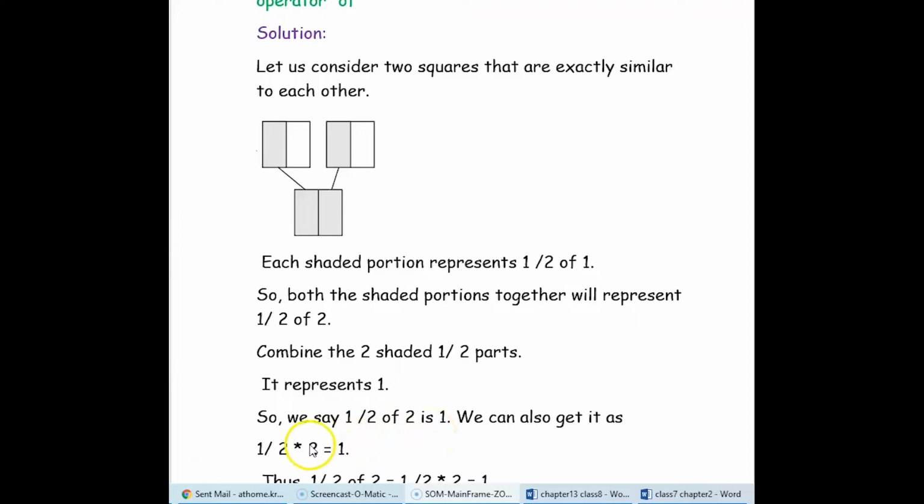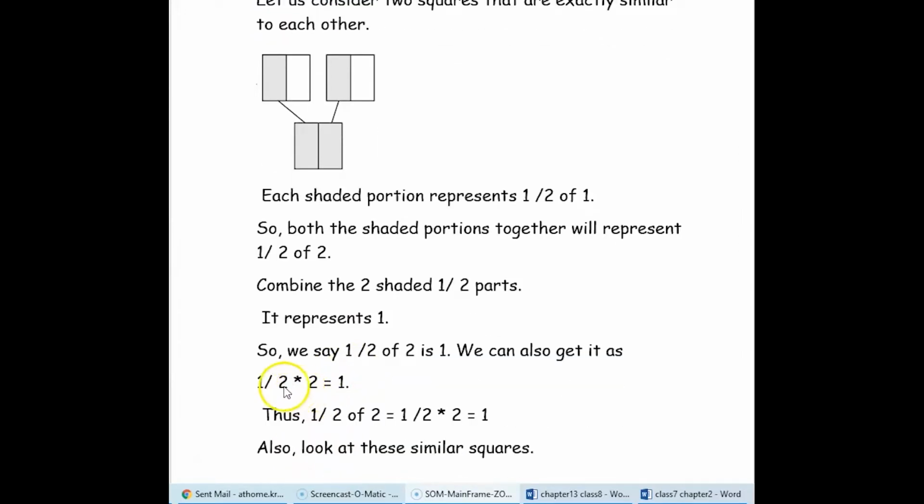So how are we getting this? 1 by 2 into 2 is equal to 1. In our previous videos, we have learned how to multiply a fractional number with a whole number. We multiply the whole number with the numerator and divide by the denominator. So 2 into 1 is 2 divided by 2, and 2 divided by 2 is 1. So we can say half of 2 is equal to half into 2, which is nothing but 1. So here "of" we are using as multiplication.